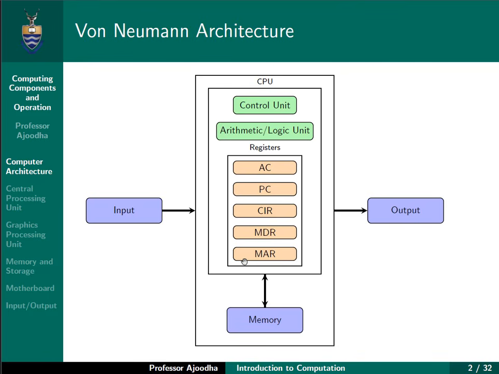The control unit orchestrates the operations of the computer. You can imagine it as the conductor. It fetches instructions from memory, it decodes them, and then it sequentially executes these instructions. The control unit also directs the flow of data between the arithmetic or logic unit, which is the green one, memory, and the input and output devices. So it really is a conductor. And all of these different components, you can think of them as members of the orchestra.